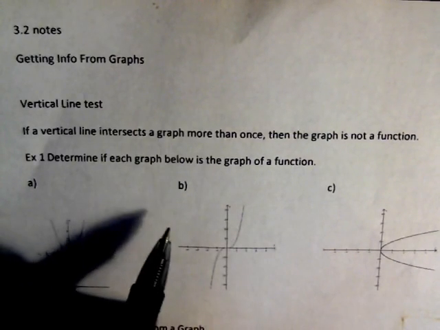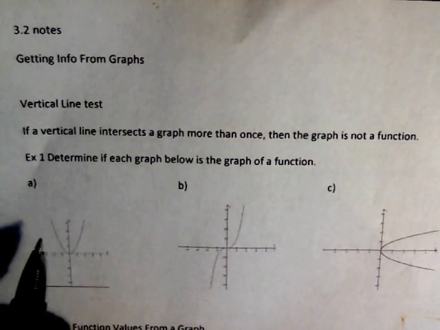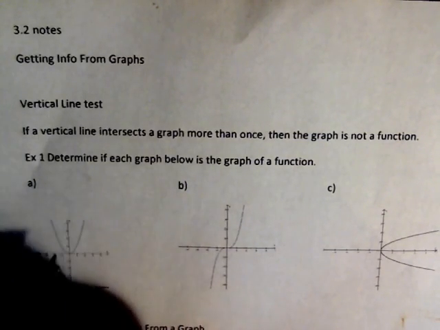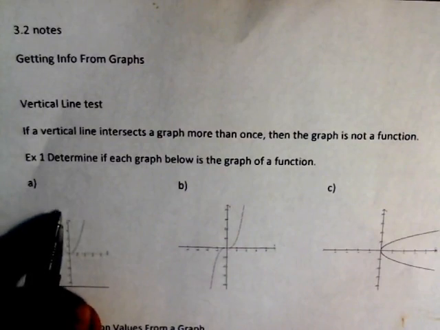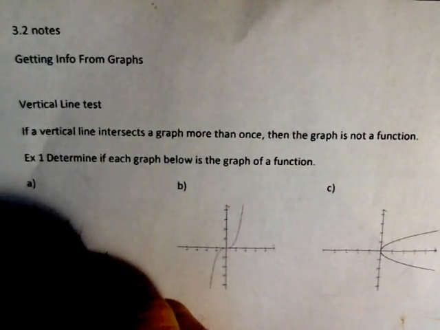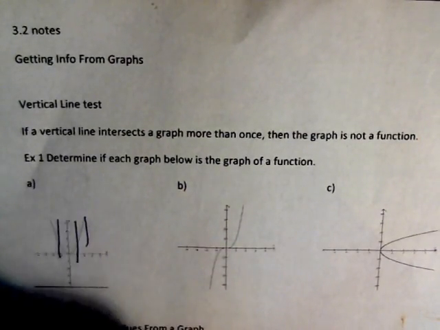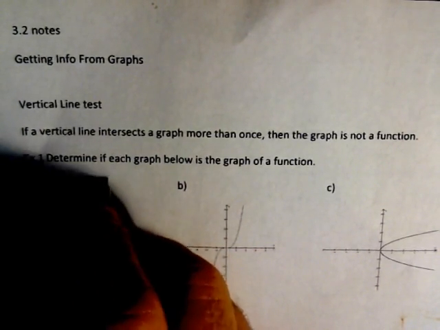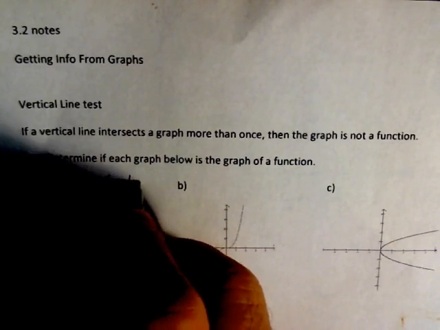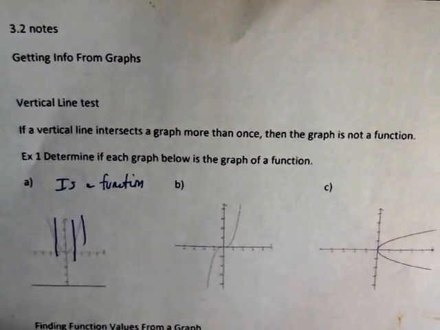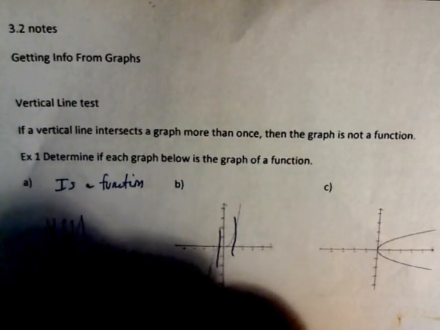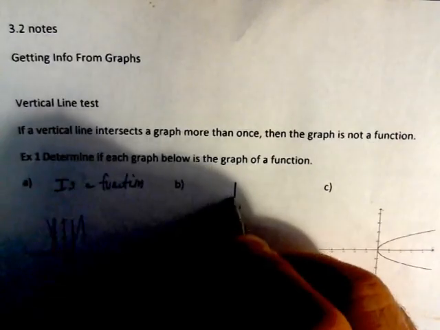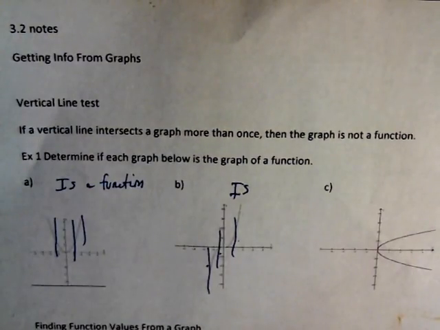So on these examples here, we want to determine if each graph below is the graph of a function or not. And in this first one, it is, because there's no way I can draw a vertical line anywhere and intersect this graph more than one time. So this is a function. Part B is the same thing. I can draw vertical lines all day, and I only cross it one time with each line. So this one also is a function.